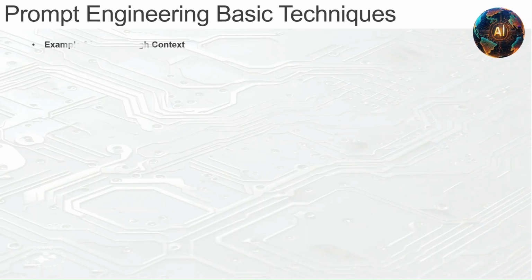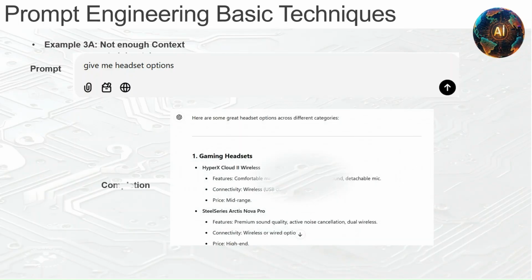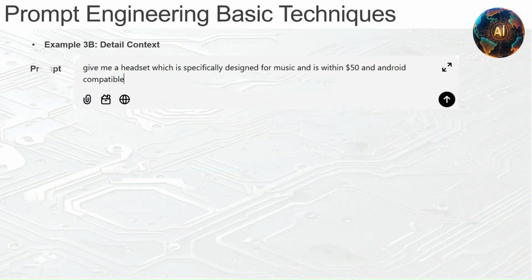Lastly, let us take a search example. Yes, LLMs now can do a web search for you as well. It uses something called RAG, or Retrieval-Augmented Generation, which we'll learn about in the next section. Now, if you give a basic search saying give me headset options, the LLM will give you a large variety of generic options, but these might not apply to your need. Instead, if we provide details like a headset to listen to music within a price range with compatible requirements, the LLM then can give us very specific results.